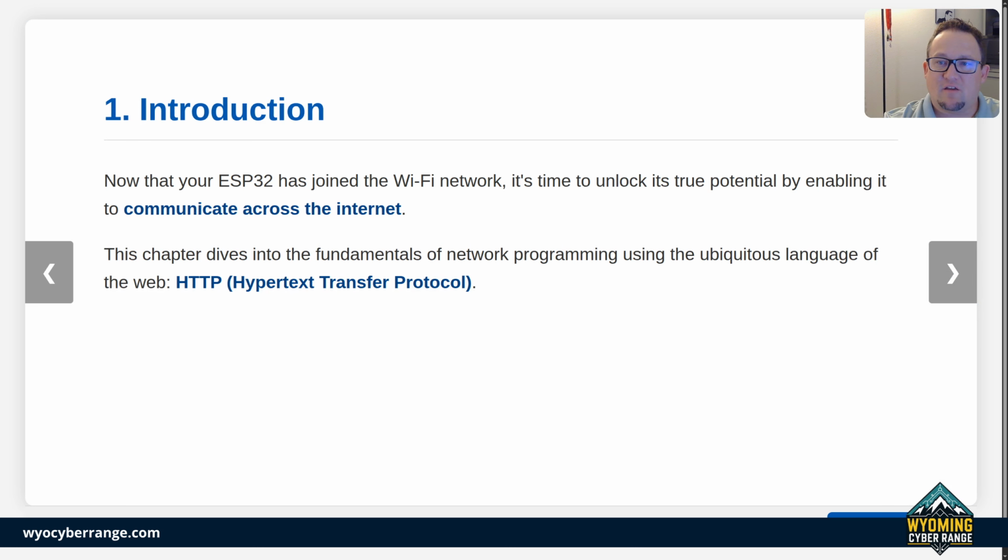Now that our ESP32 has an IP address and the ability to communicate, in this chapter we're going to dive into the practical code needed to make that happen. We're going to explore how our ESP32 can act as a client by fetching data from the internet, as well as a server by housing its own web pages for local control.